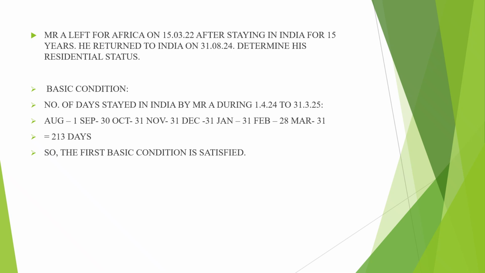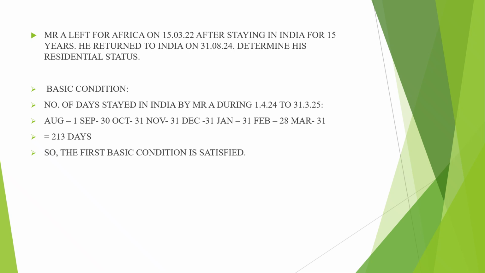So we have to start from the basic condition. Our basic condition is that an individual should stay in India for 182 days during the previous year, which is from 1st April 2024 to 31st March 2025. As we can see in the question, he went to Africa in the year 2022 and came back to India in the year 2024 on August 31st. So we can clearly understand that he was not in India from April to July and he is in India in August only for 1 day.